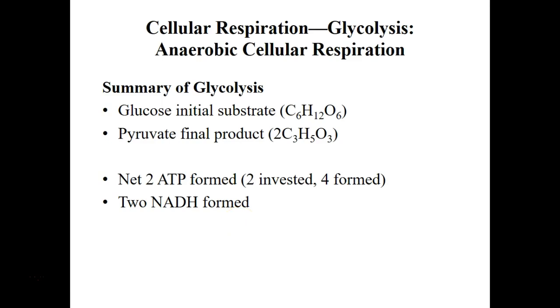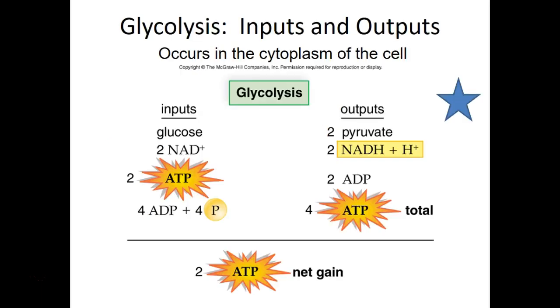NAD is one of our coenzyme carriers that picks up electrons and hydrogens when we oxidize a molecule. So it's kind of like a taxi. Picks them up, and its job is to go into the mitochondria to the electron transport chain, drop off its hydrogens and electrons, and then go back to where it came from. So here are the inputs and outputs for the glycolytic pathway.